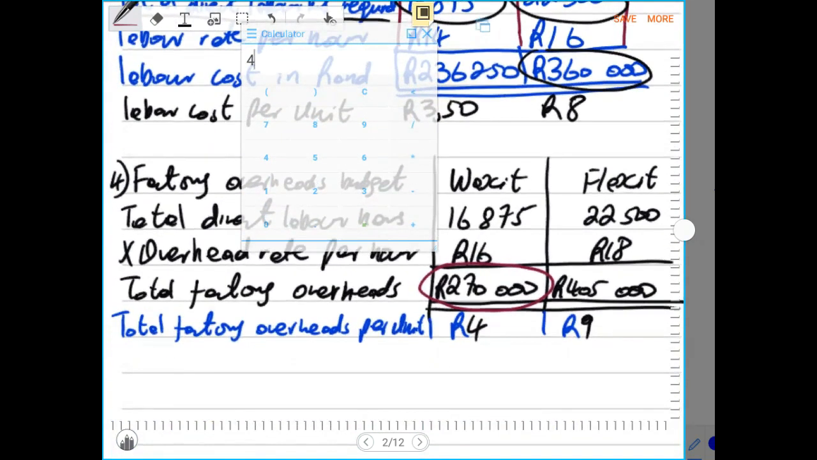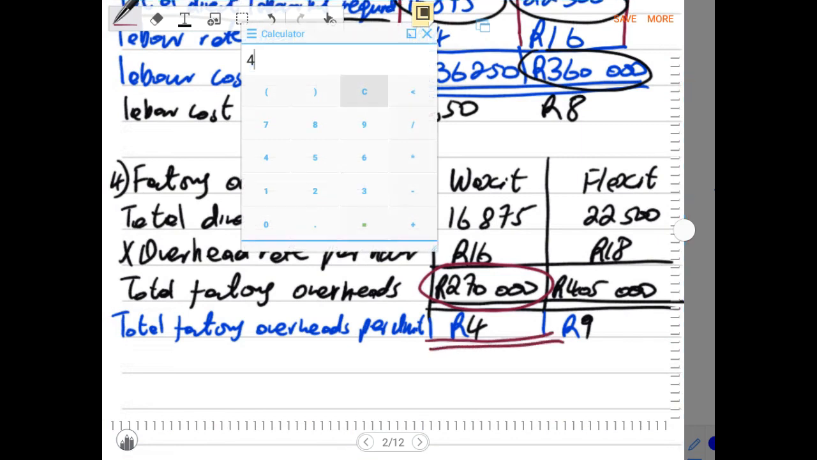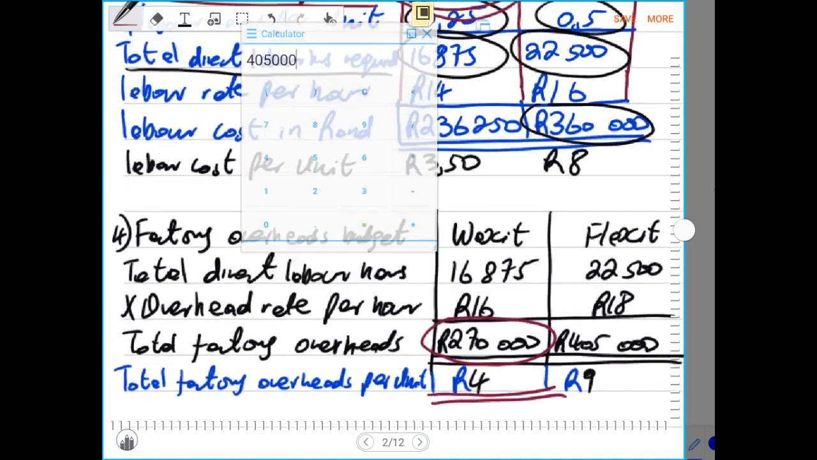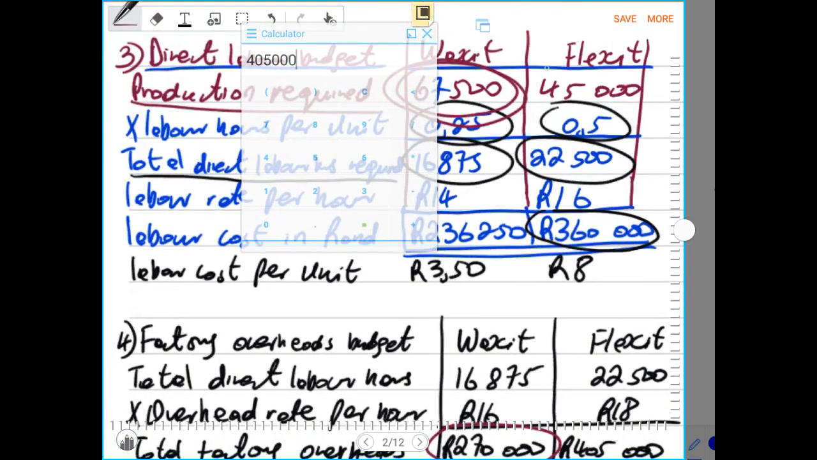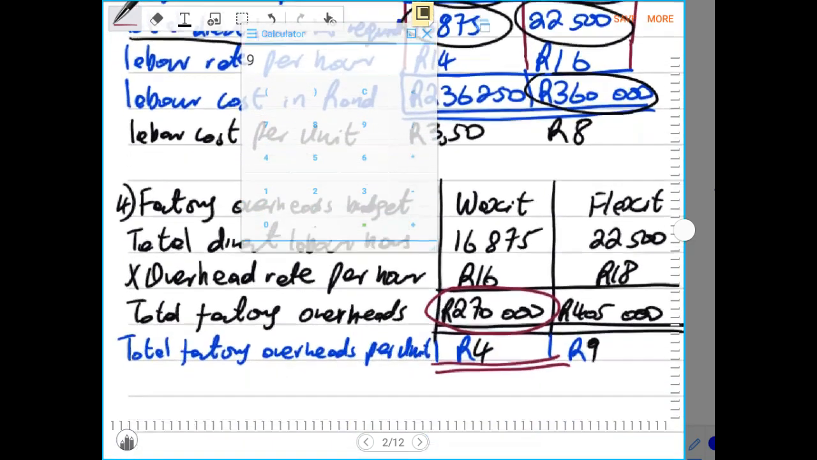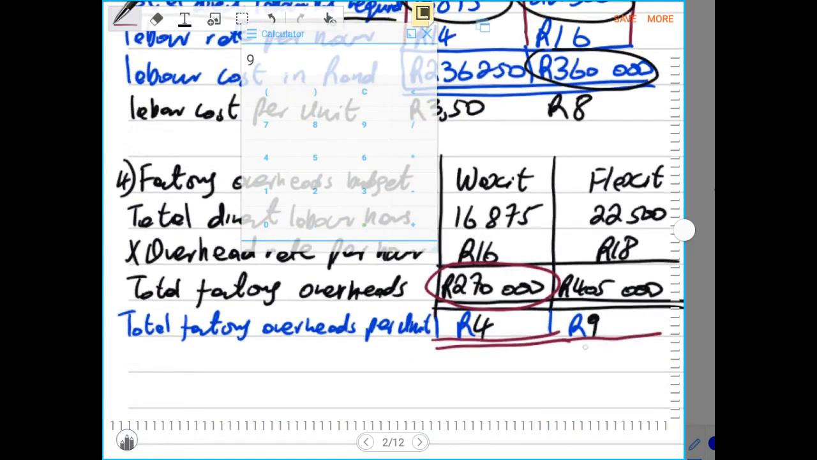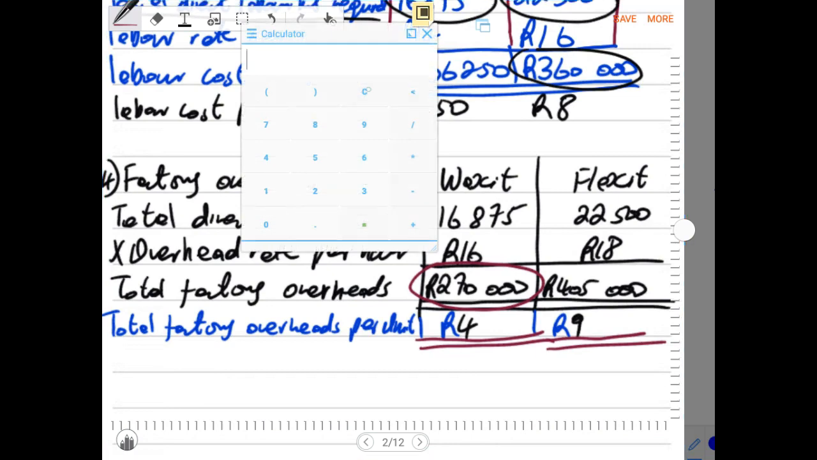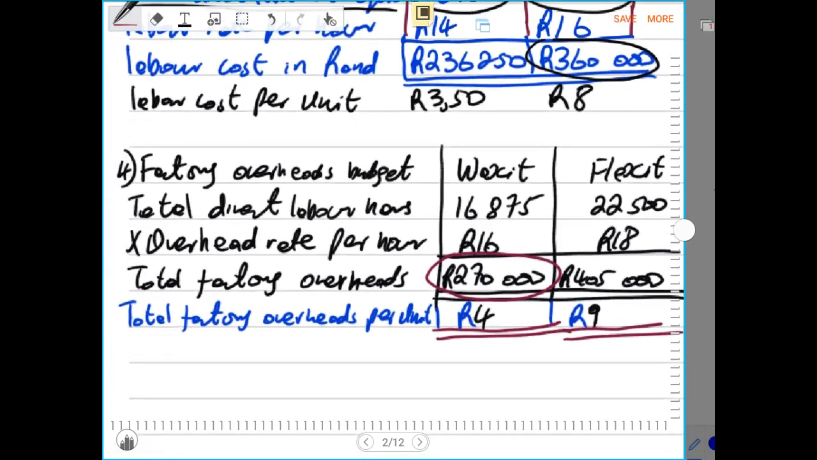So now if we want, we can say 270,000 divided by 67,500. That will still give us the same 4 rand if you want to do it in that manner to calculate it per unit. Or else 405,000, you divide it by the units that are required for production, which is 45,000 for product flexit. That will give us 9 rand of the factory overhead per unit. So either way you would have done it, you still get to the same amount.